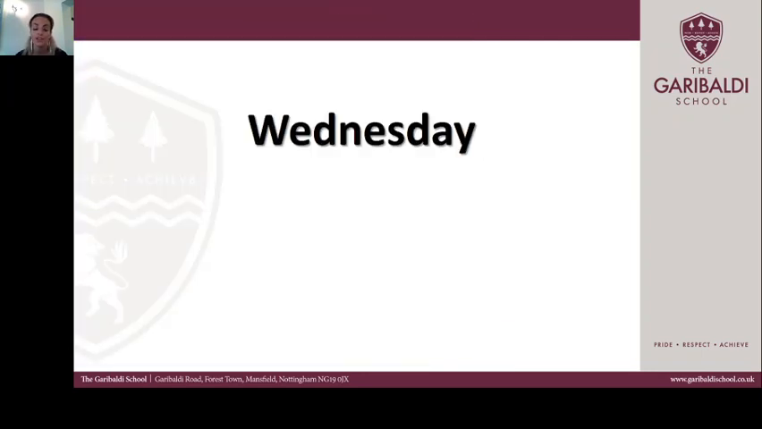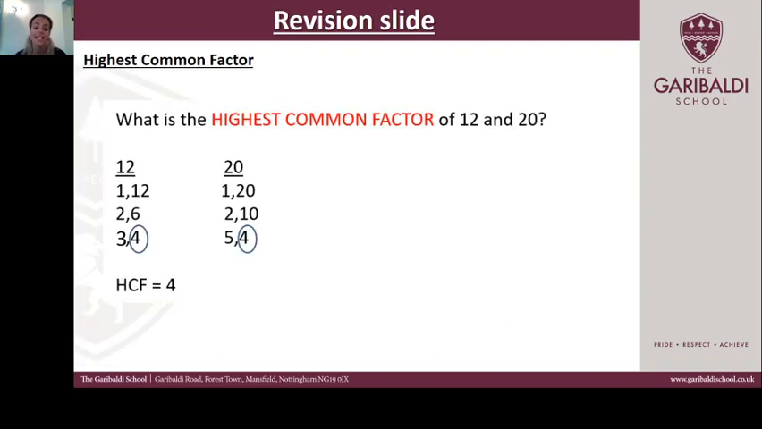Welcome to Wednesday's questions. So revision for today is about highest common factor, okay? Important that you know what a factor is, okay? So let's do a bit of revision on that. Factors are numbers that go into another number, and factors always come in pairs. So the question says, what is the highest common factor of 12 and 20? So to answer a question like this, you need to write down all the factors of 12 and all the factors of 20, and then look in both lists for the highest number that's in both of those lists.